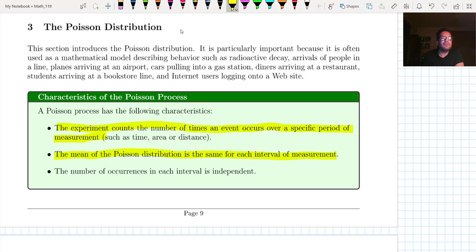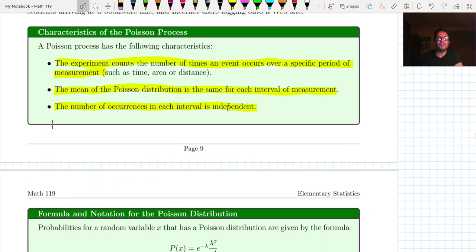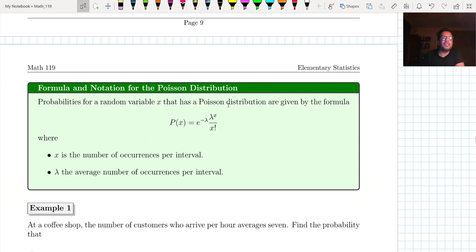And very similar to the binomial distribution, what they have in common is that the occurrences in each interval are independent, just like the trials for the binomial distribution were independent, so they are here as well. Okay, the formula is right here. P of x equals e to the negative lambda times lambda to the x divided by x factorial.